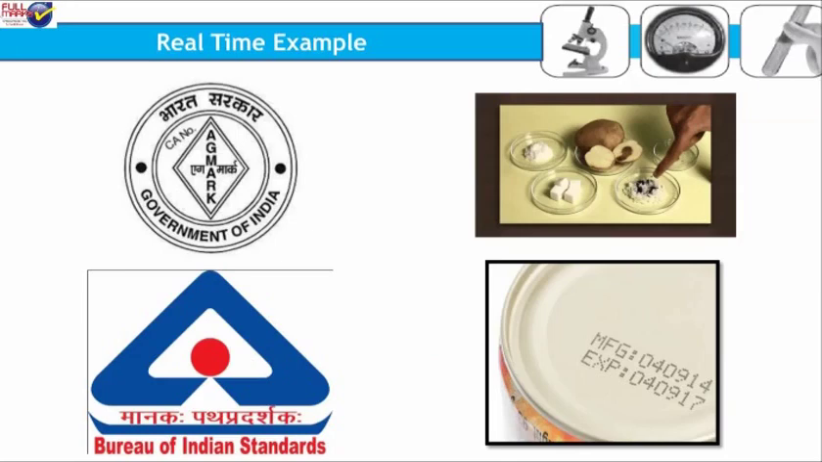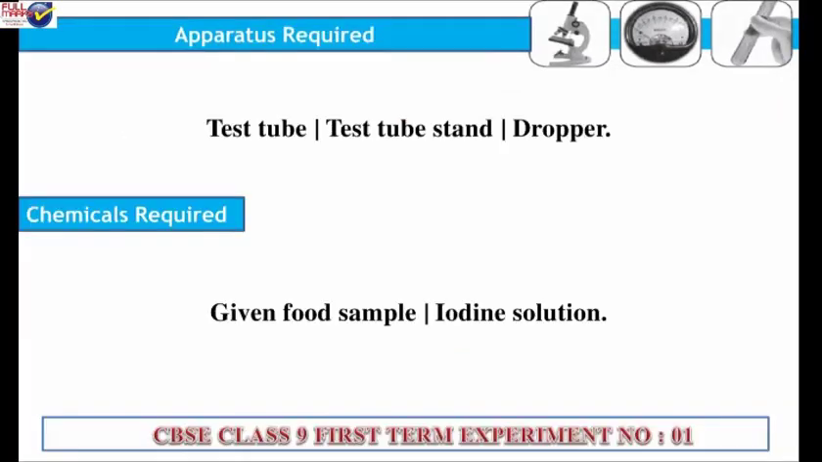Real-time example. Food sample test: observe the following. The packed food item should have the mark of PFA, AGMARK or BIS. The food packets and containers should be checked for expiry date. Attractively colored food items, for example spices like turmeric powder and red chili powder, should not be purchased as they may contain harmful synthetic dye. Materials required: test tube stand and dropper.